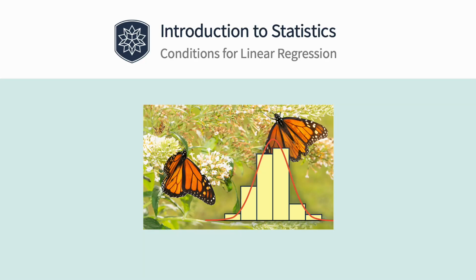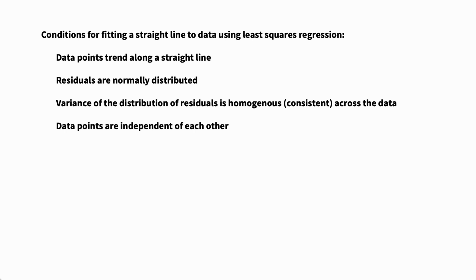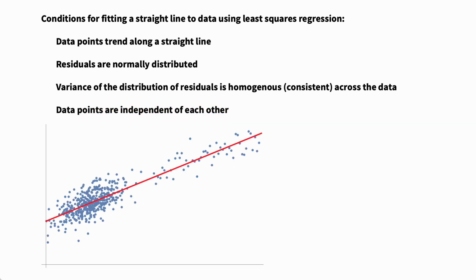The general conditions for the validity of the linear regression methods described in the last section are that the data should trend along a straight line, residuals should be normally distributed, the variance of the distribution of the residuals should be consistent across the data, and the measurements must be independent. In a graph of the data and the best fit line, these conditions mean that the scatter of the data around the line should look something like this.